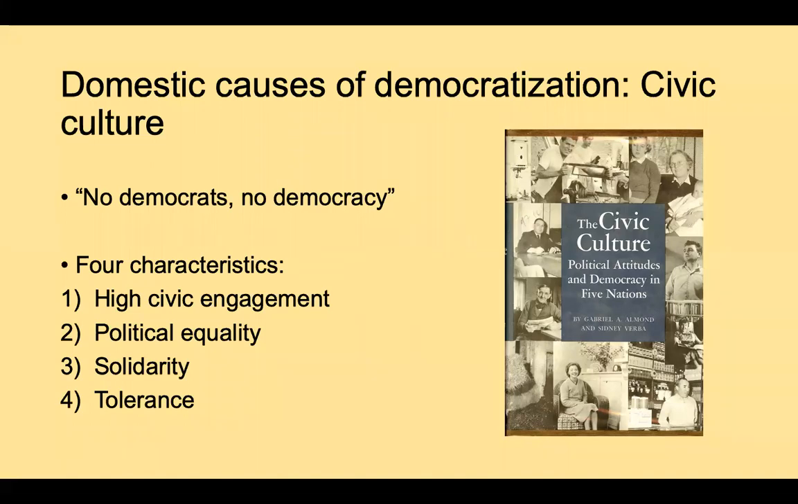They're supposed to be highly engaged in politics and civic affairs. They're supposed to believe in political equality. They're supposed to believe in and promote solidarity. They're supposed to believe in tolerance. These are the characteristics that go hand in hand with the civic culture.